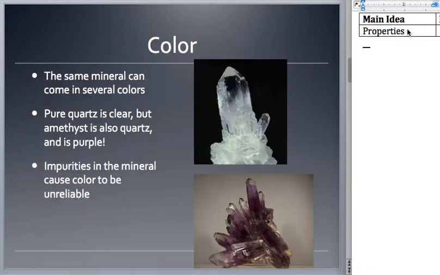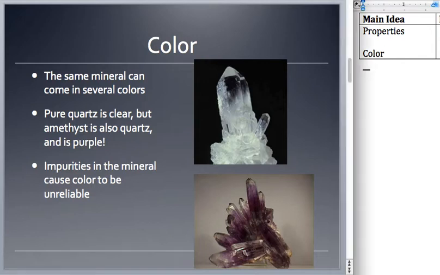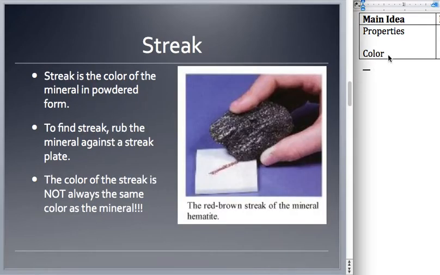Our first property that we're going to look at is color. The color can give us some clues about the mineral, right? It tells us what it is. But the problem with colors is that the same mineral can come in several colors. Quartz can be clear, but amethyst is also quartz with just one or two tiny little impurities in it, and that makes it purple. So impurities in the mineral can cause our color to be unreliable. So color alone is not a good way to identify minerals. Also, more than one mineral can be the same color. Think about fool's gold. So we need some more ideas.